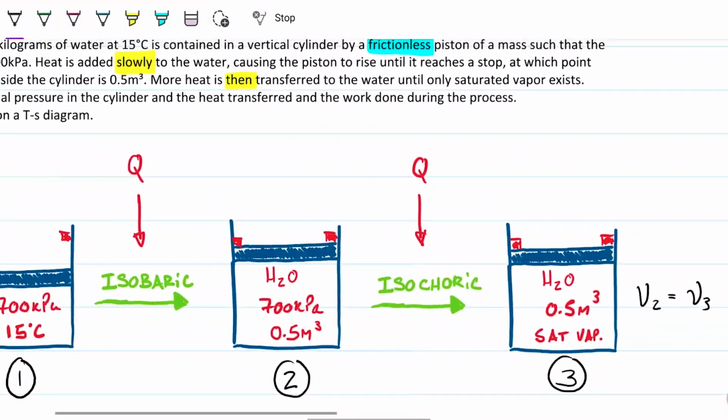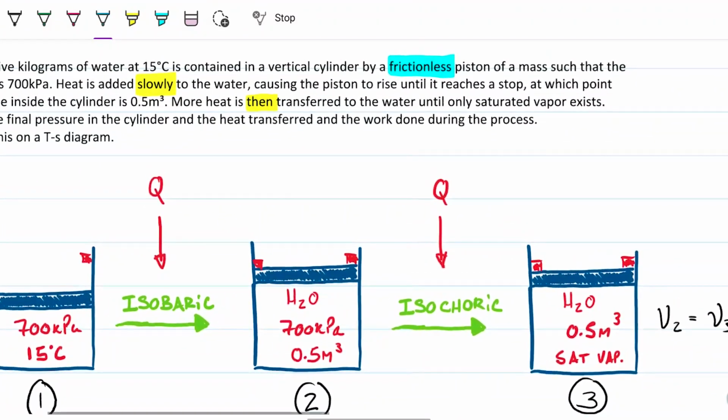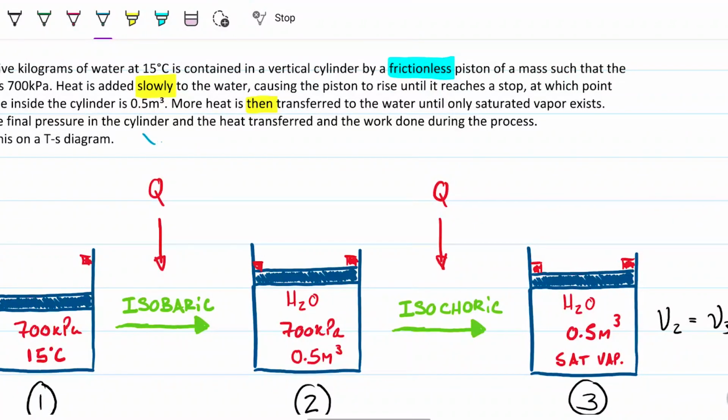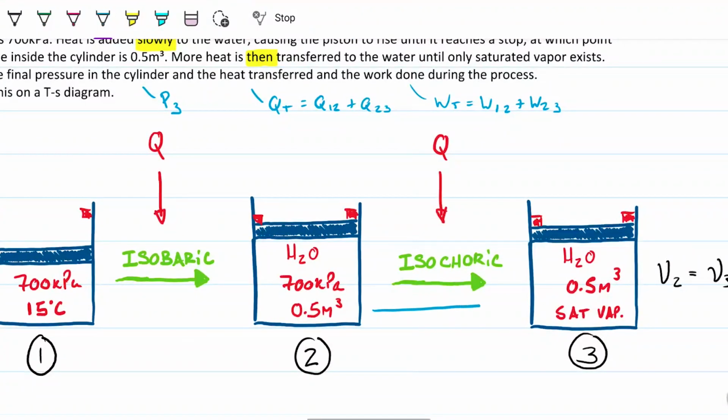What do we need to do? We need to find the final pressure, so in this case, pressure number 3, the total heat transfer, so Q total, which is going to be Q from 1 to 2 plus Q from 2 to 3, and work done. So work total, which in this case will be work from 1 to 2 plus work from 2 to 3. Right off the bat, I can tell you guys that work from 2 to 3 is nil. Why? Because there's no change in volume. So right off the bat, I can tell you this is 0, and work total is going to be just equal to work from 1 to 2.